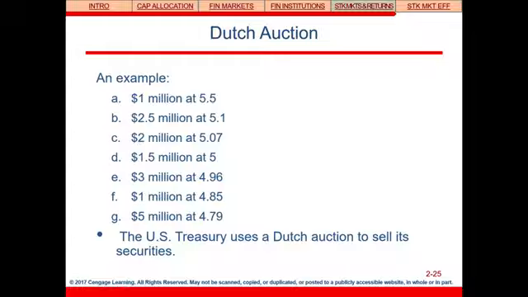But it's okay that you don't fully understand how this thing works. You just need to know that Dutch auction is a different type of auction. That's all you need to know. You don't really need to understand the whole process. It's not even in the textbook.